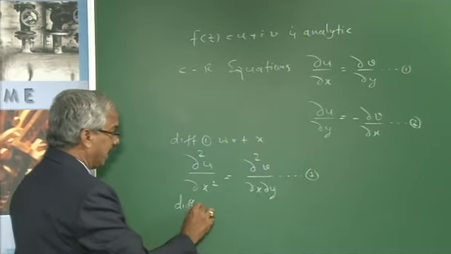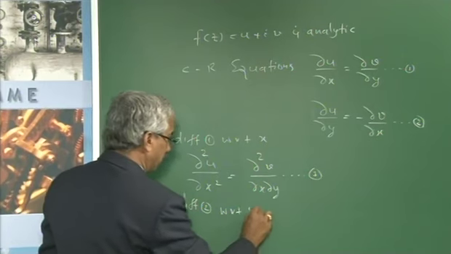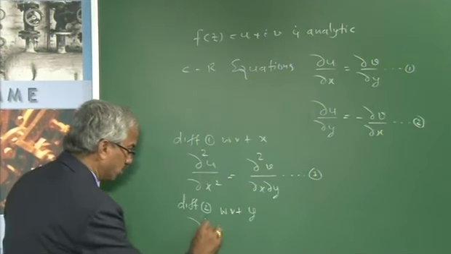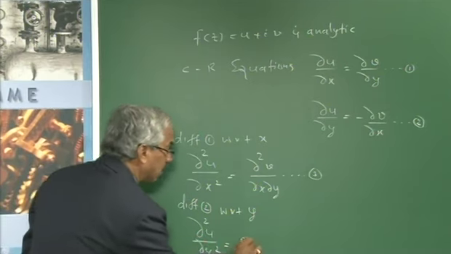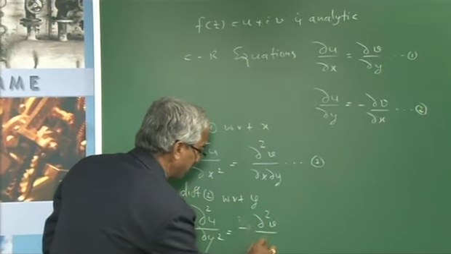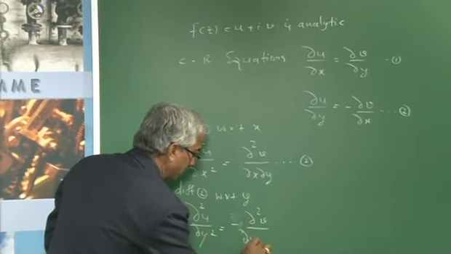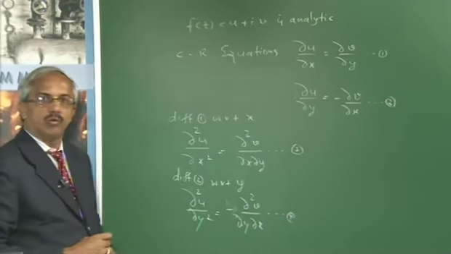Similarly, differentiate 2 with respect to y. Here also ∂²u/∂y² = -∂²v/∂y∂x, and I call it 4.